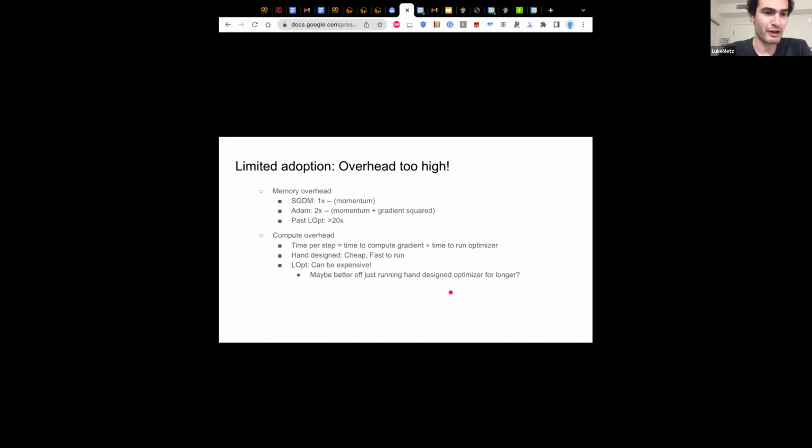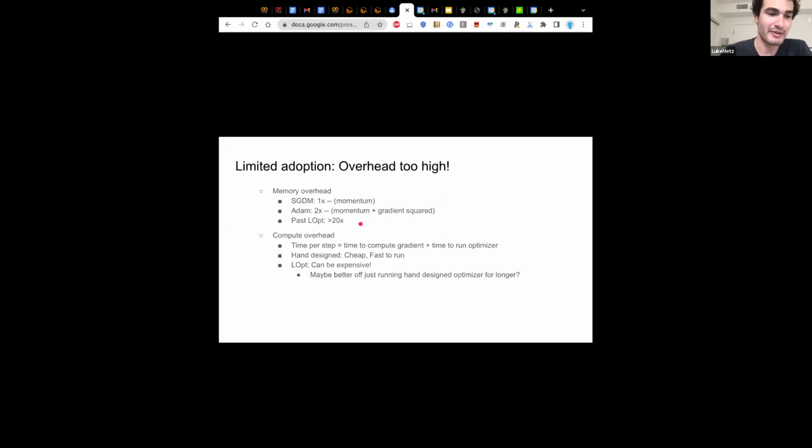This is not a foreign concept, as hand-designed optimizers also have these features. So things like SGD with momentum, for example, have one additional copy of memory required, the momentum. Things like Adam, for example, have two additional copies. Whereas past work in learned optimizers has been as high as 20 times as much memory. And this is simply not tractable.